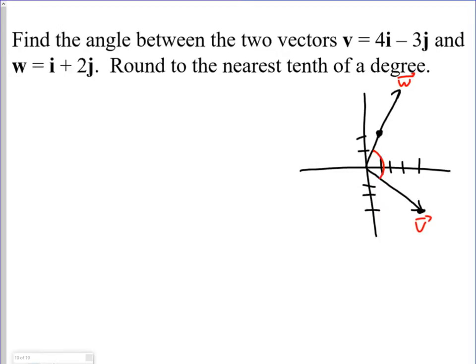I believe the formula is V times W, or sorry, to find the angle, it should be theta. Cosine theta is V times W over the magnitude of V times the magnitude of W. Someone correct me if the formula's wrong. What did I miss? I think you're right. I am missing the lines for the magnitude, aren't I? Yeah, you're missing those. Thanks. Okay.